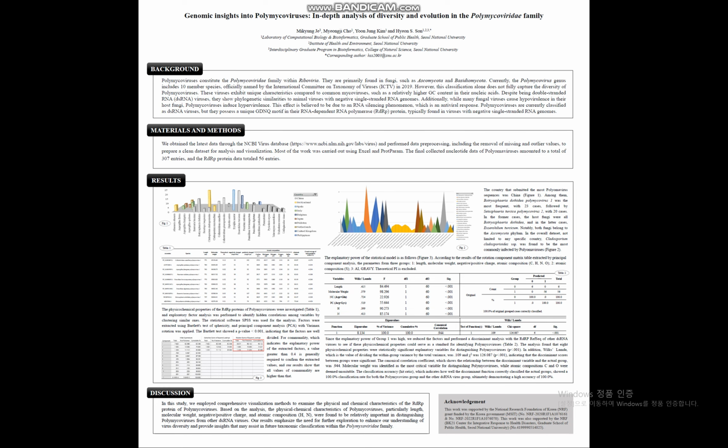Molecular weight was the most important variable for identifying polymycoviruses, while the atomic composition of carbon and oxygen were less relevant. The classification accuracy or hit rate for distinguishing between polymycoviruses and other dsRNA viruses was 100%, demonstrating high accuracy.